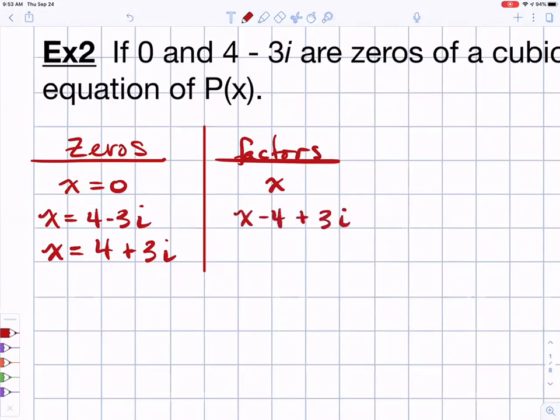And is that what you said? I couldn't tell who was talking. That was you. Is that what you said? Good. All right. So x minus 4 plus 3i. Very good. And then the third factor would be what?